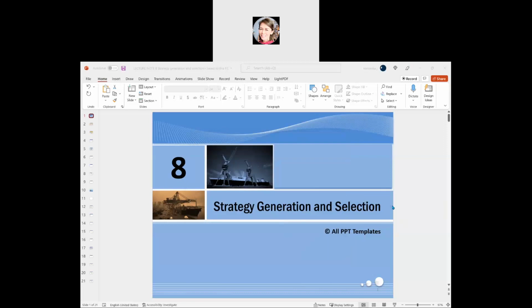Okay, now this is chapter 8, strategy generation and selection. Now this chapter introduces important concepts that all of you will be using. Not all of the concepts, but they are important concepts, and these concepts can help strategists.